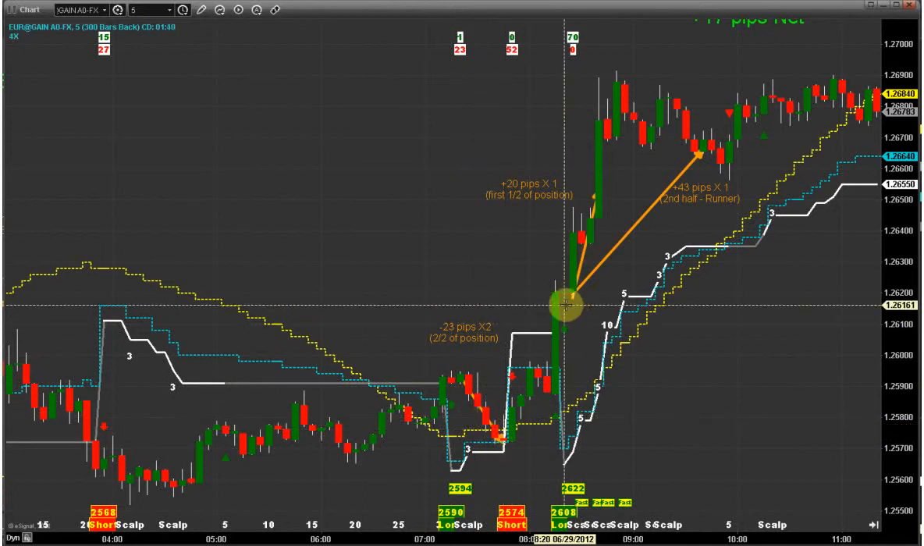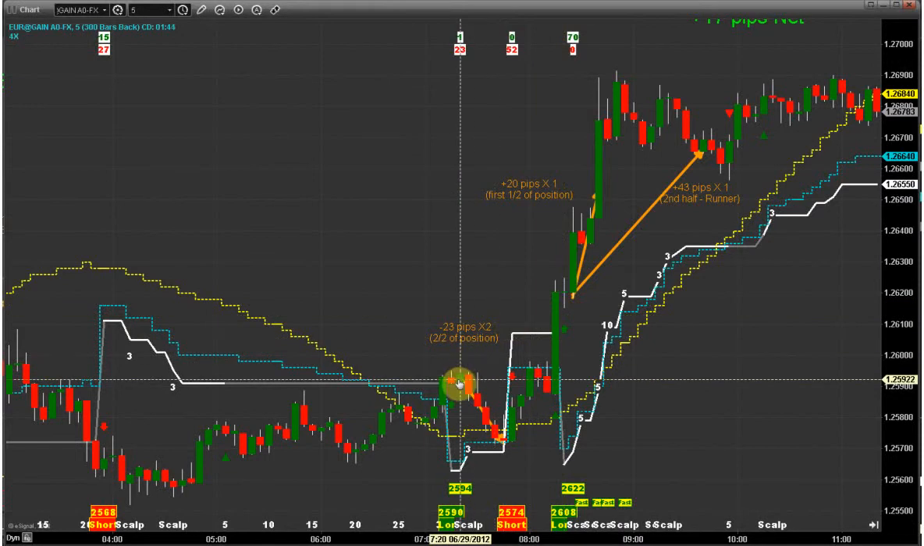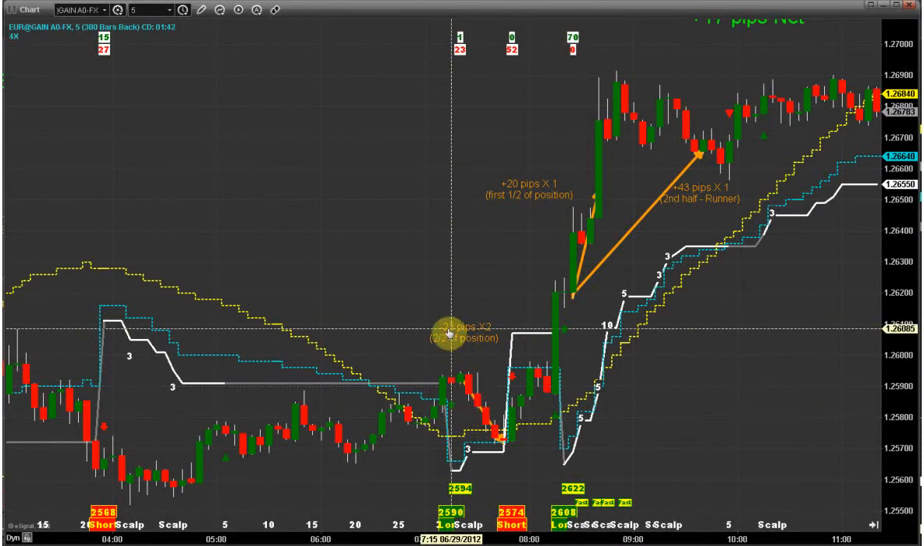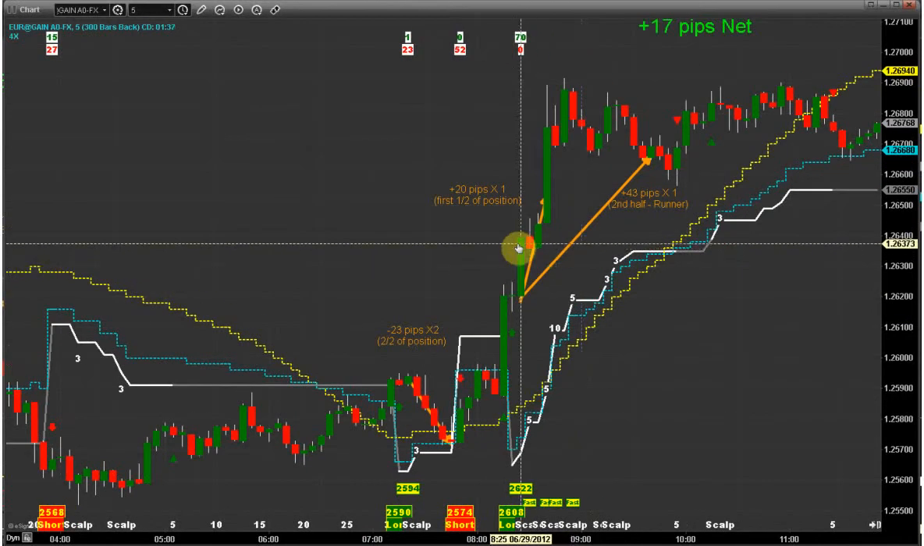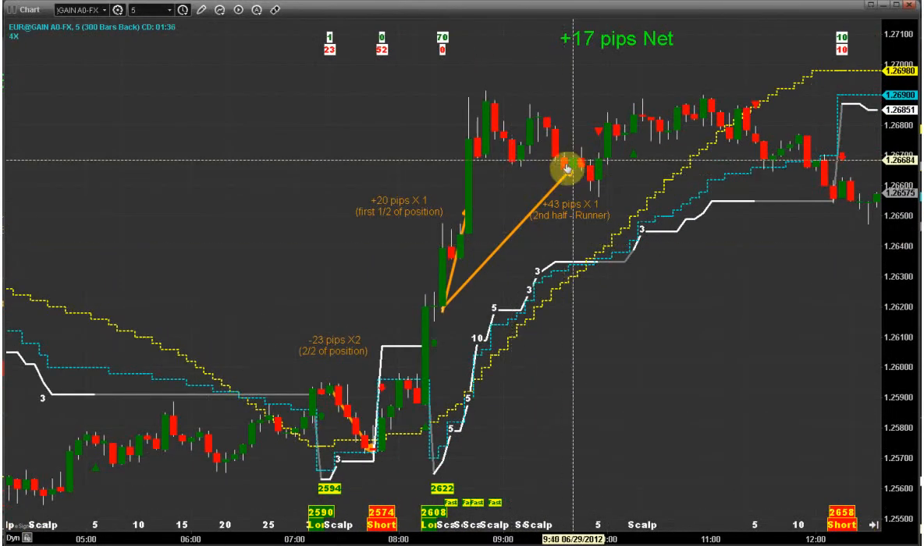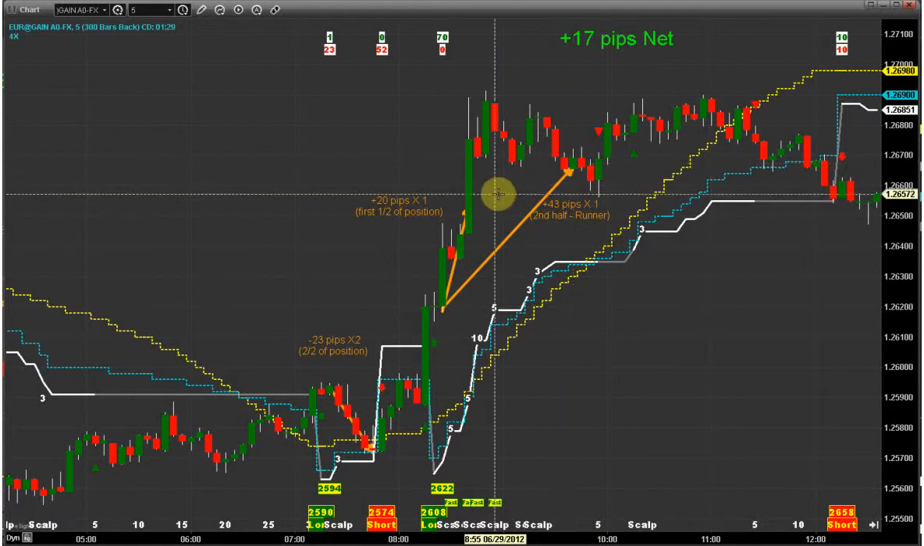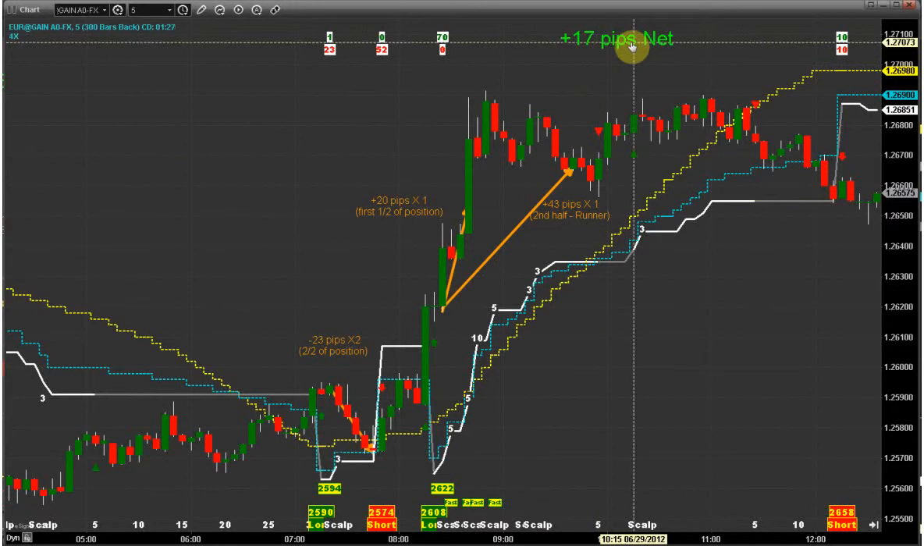But the next long, which is in the direction of the prevailing trend from the morning, which was really the safer trade to take, this one I'm surprised failed as quickly as it did. It lost 23 pips. But this one made 20 pips in the first contract, or first half of your position, and the second one made 43 pips with an entry 5 minutes before the 9:45 news release. So the total today is 17 pips net profit on the euro.